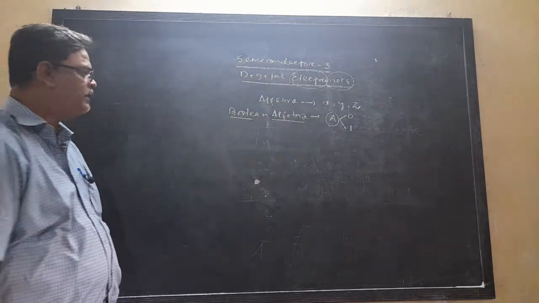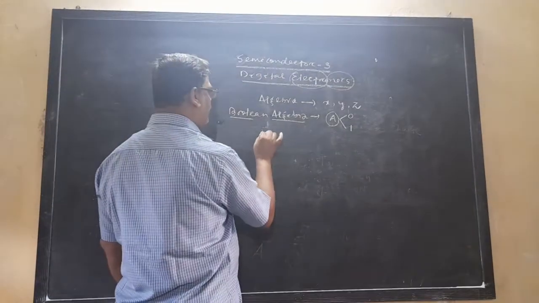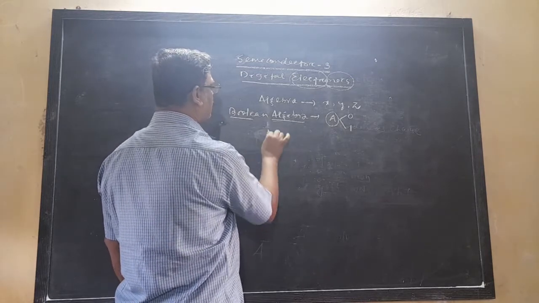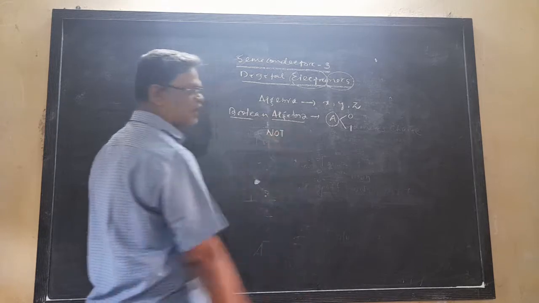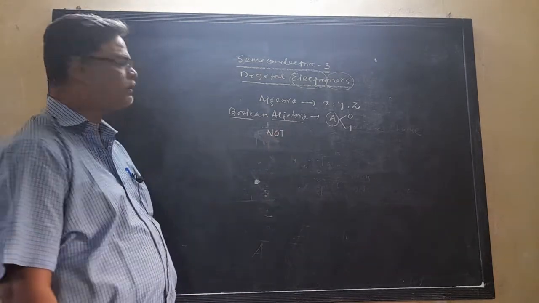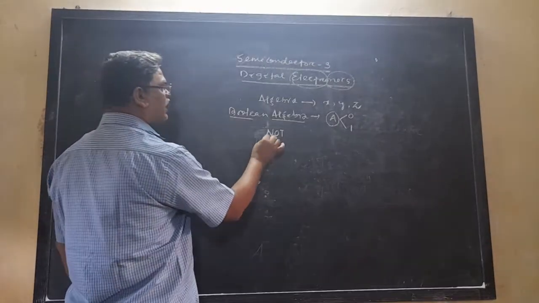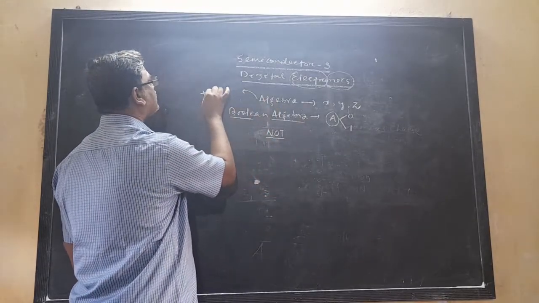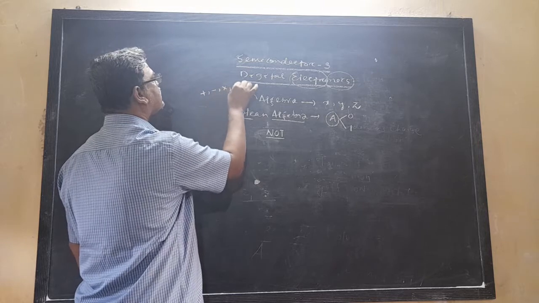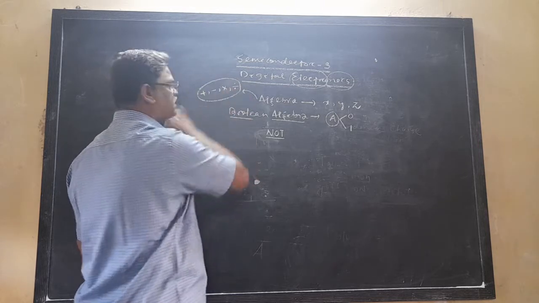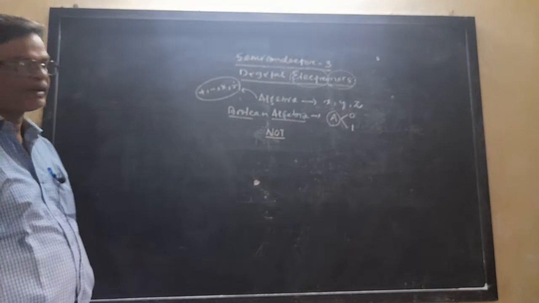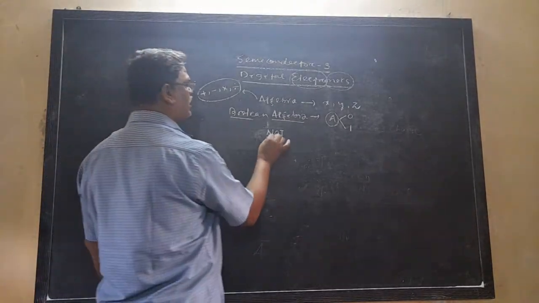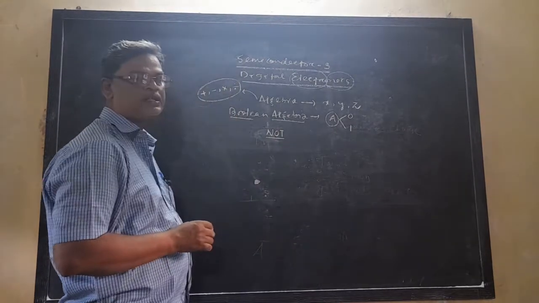Clear? Let us see some operations. In Boolean algebra the first is OR. Now next is NOT. The NOT operation. NOT means negation. In ordinary algebra we have addition, subtraction, multiplication and division. These are the operations in ordinary algebra. In Boolean algebra, first we talk about NOT. NOT means negation.